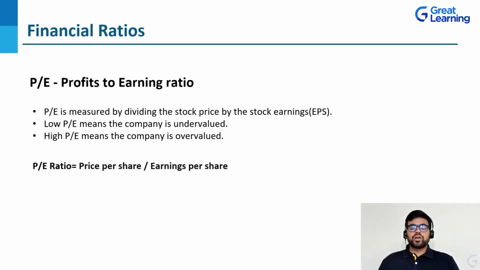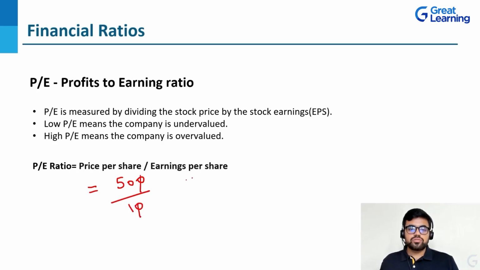Next is the PE ratio, which relates the price of a particular company's stock to its earnings. It is basically how many times more I'm ready to pay for a particular stock than its earnings. So let me give you the same example that we had before. In that case, our price per share was 500 rupees and our earnings per share was 10 rupees, right?